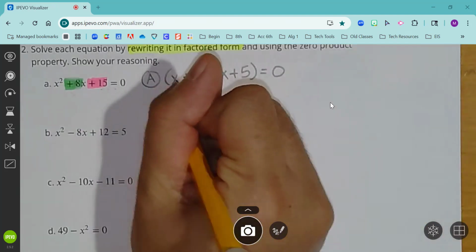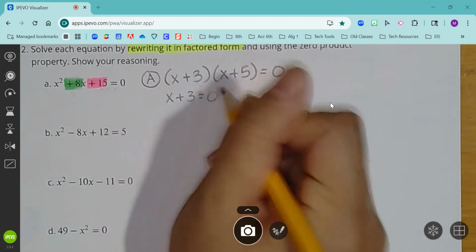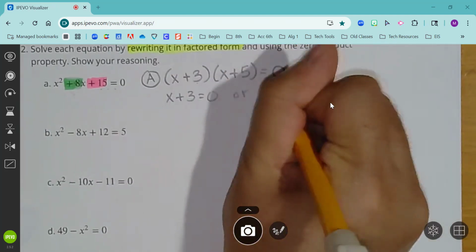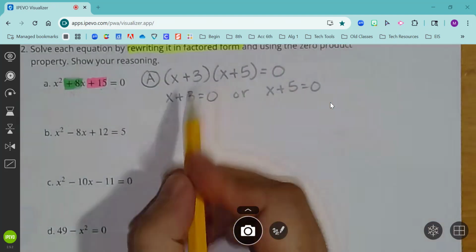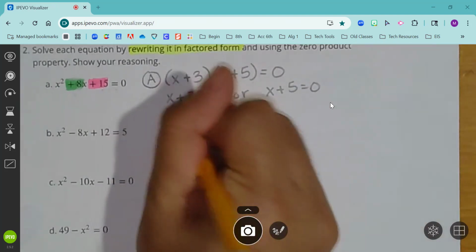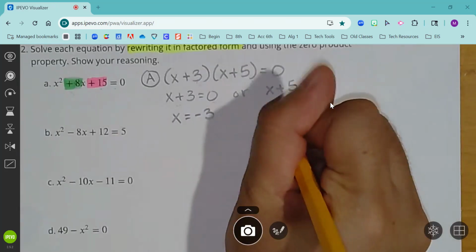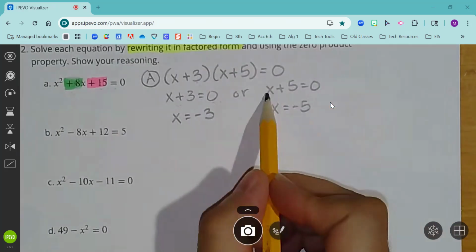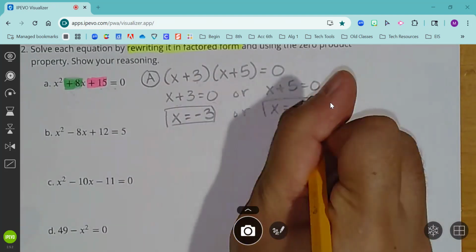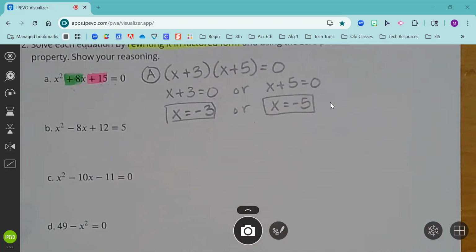So let's look at that. I'm going to set them both equal to 0. So because if one of them is 0, then the whole thing would be 0. Or x plus 5 equals 0. Okay. To solve for this, I would minus 3 from both sides. That would get me -3 if I minus 3 from both sides. And then this one would be -5 if I minus 5 from both sides. So there's my answers. x equals -3 or x equals -5.